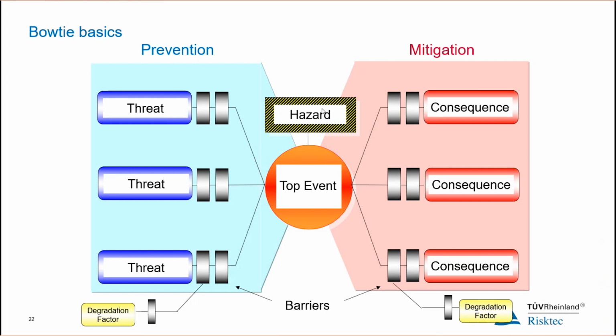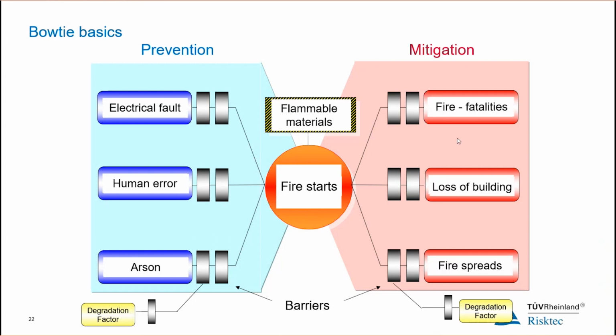The hazard being the flammable materials, the structural integrity of the building. So if a threat can cause the top event and results in the consequence, what do we have in place? What barriers do we have in place that stop it from happening? What are we relying on to prevent this potential cause leading to this potential scenario, the fire starts? And so it may be things like electrical faults, human errors, external influences. All of those have the potential to result in the fire starting, which could then lead to the loss of the building, multiple fatalities within the fire.